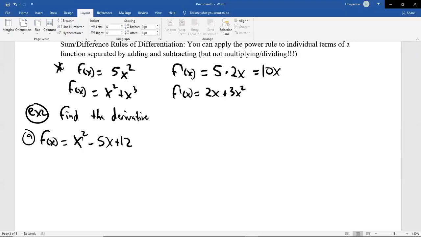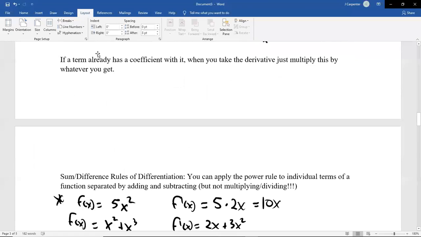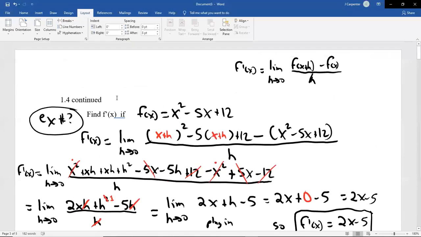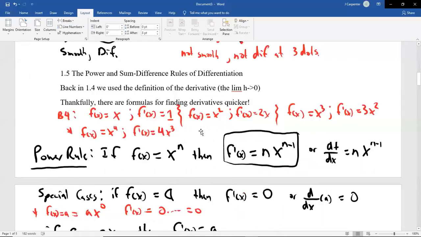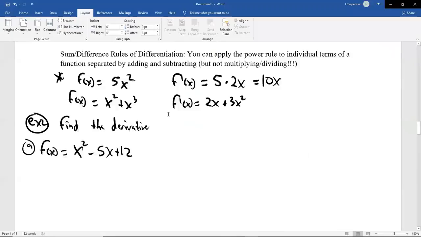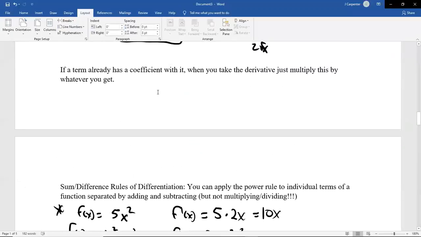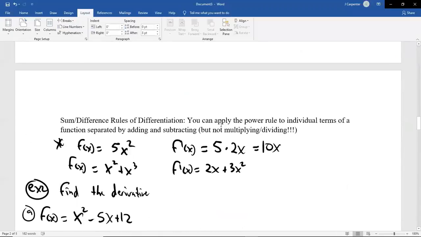Now, this problem should look really familiar. We did it back in 1.4 using the definition, using the limits, and we were getting used to it at this point, I hope, if you're practicing. So we know the answer is 2x minus 5. Let's confirm it by using what we just kind of piecemealed together, with the power rule being a shortcut. Coefficients just have a multiplying effect, and sums and differences just sum and difference at the end.